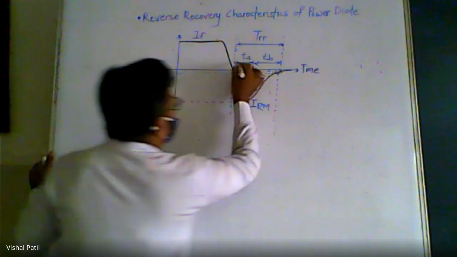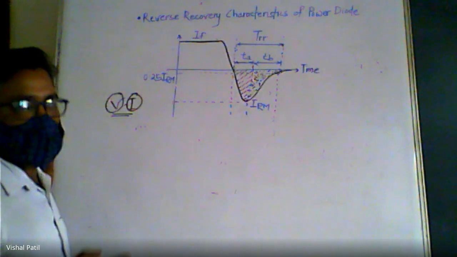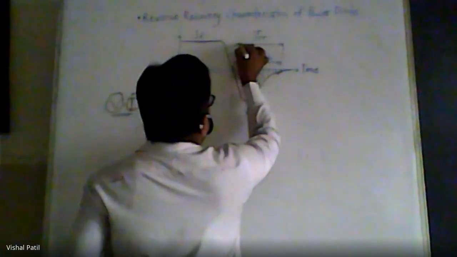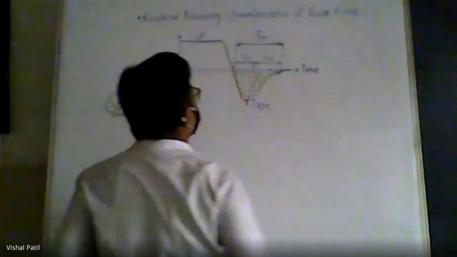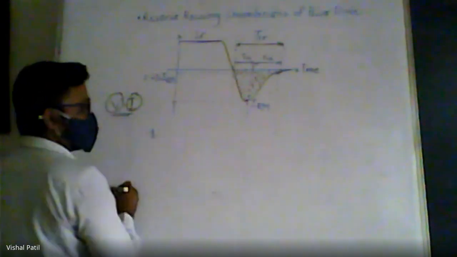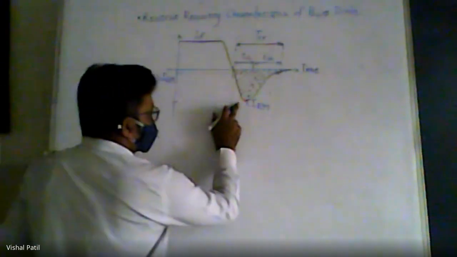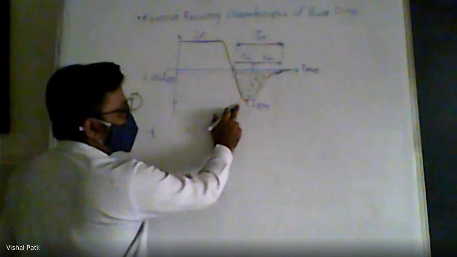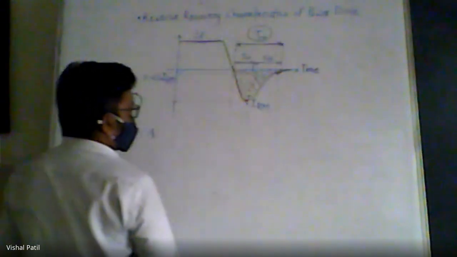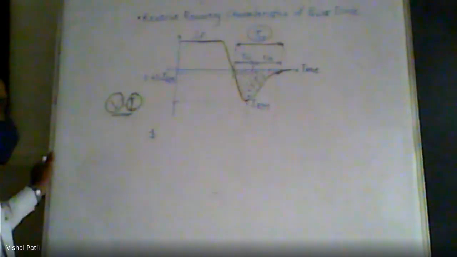So in this particular region, what happens? Two things are happening during this interval. The main concept is that charge is to be recovered during the total time TRR. Now, how is that charge recovered? That charge is recovered in two steps.